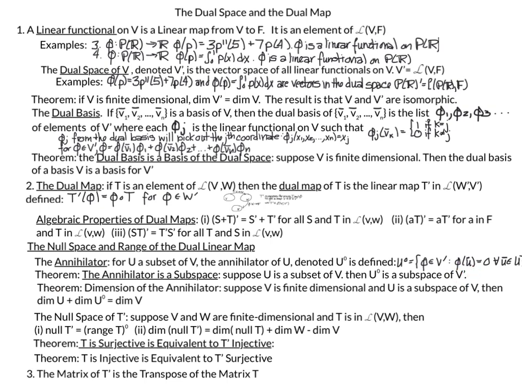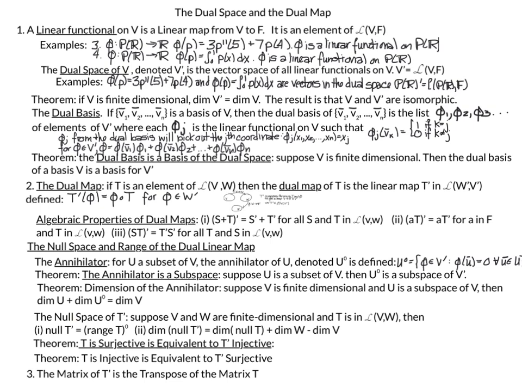And we have the theorem about the dimension of the annihilator. Suppose V is finite dimensional and U is a subspace of V, then the dimension of U plus the dimension of the annihilator equals the dimension of V. This is totally analogous to the null space and range of a linear map, except now we're in particular talking about our functions in the dual space.